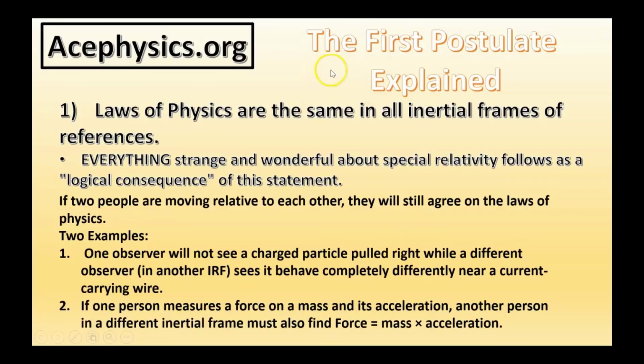On this slide, I'll explain the first postulate of relativity, which is written here. The laws of physics are the same in all inertial frames of reference. Here's an explanation. If two people are moving relative to each other, they will still agree on the laws of physics. For example, one observer will not see a charged particle pulled to the right, while a different observer in another inertial reference frame sees it behave completely differently near a current-carrying wire. A second example is if one person measures a force on a mass and it accelerates, another person in a different inertial frame must also find force equals mass times acceleration. The laws of physics can't change because you're in relative motion.